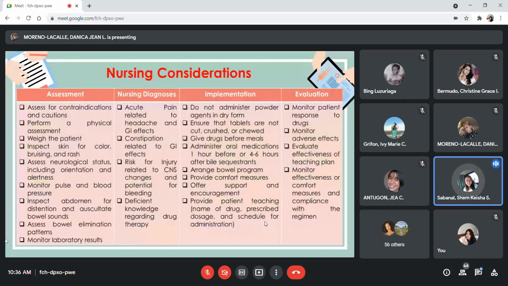So we have here very important nursing considerations. So just read on those. You can take a screenshot if you want, or I can send a copy later. Okay, next slide.